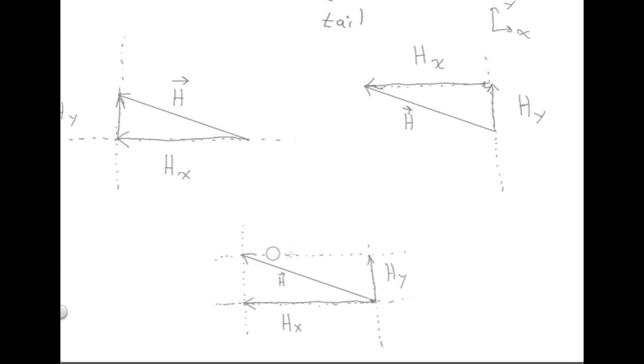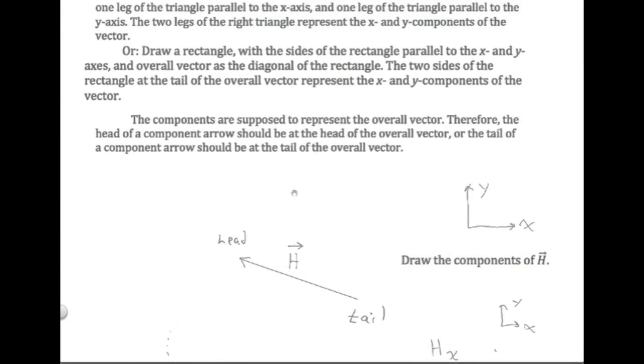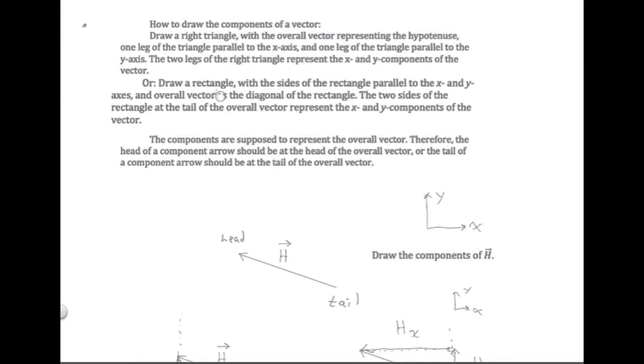Notice that in all these cases, the reference lines come from things that are parallel to the axes. Of course, now you could erase this extra bit over here. Those were just drawn in there to help us find the components. The solid lines here are the components. Okay, so that's our rectangle method. So we have a right triangle method and a rectangle method for drawing the components. The sides of the rectangle are lines parallel to the x and y axes. The overall vector is the diagonal of the rectangle. And the two sides of the rectangle at the tail of the overall vector represent the x and y components. And again, we use this general rule for figuring out where the arrows on the components go.